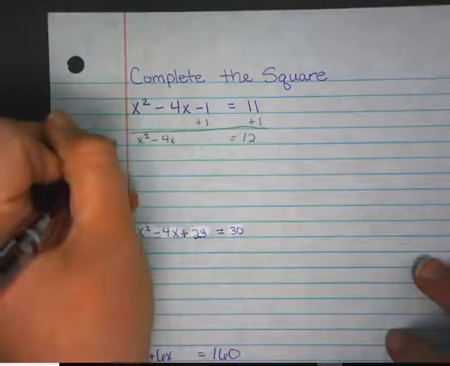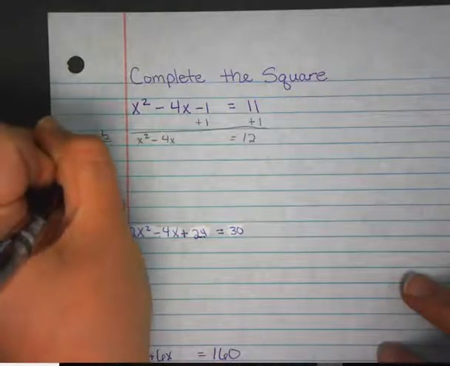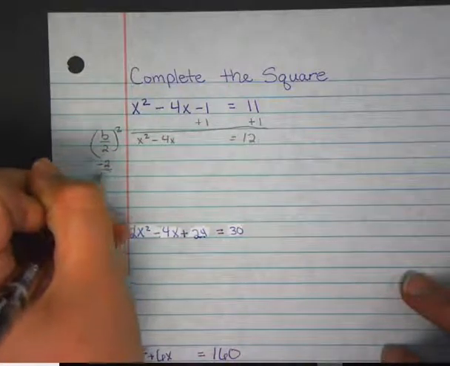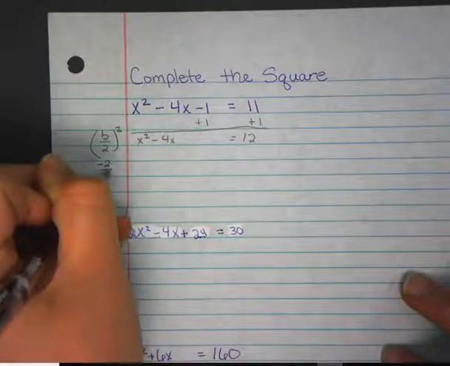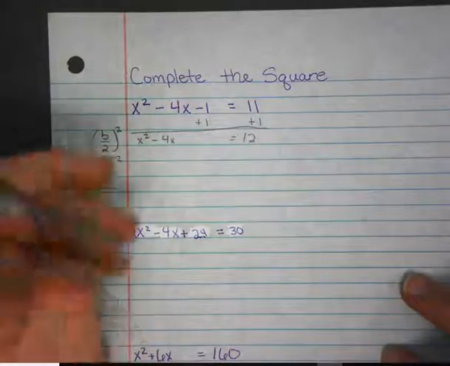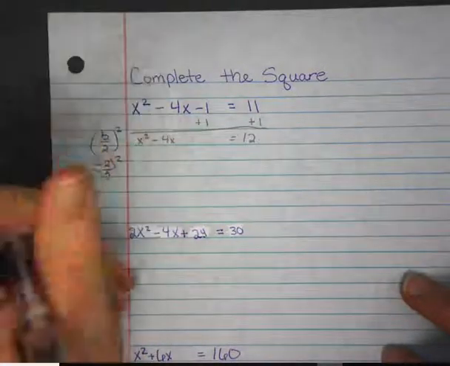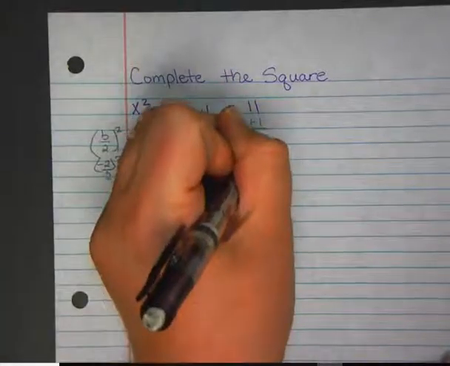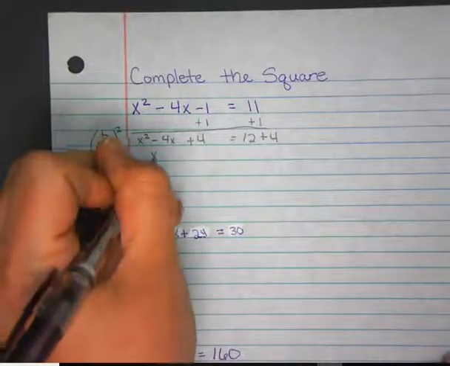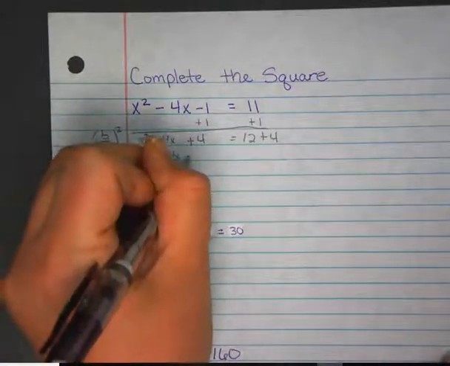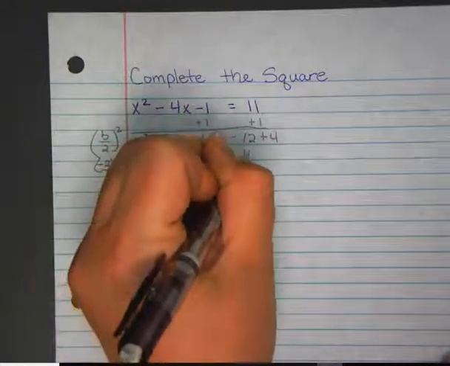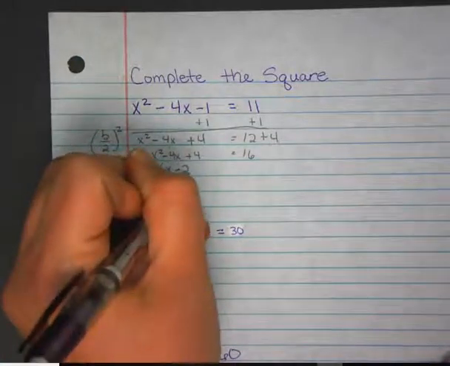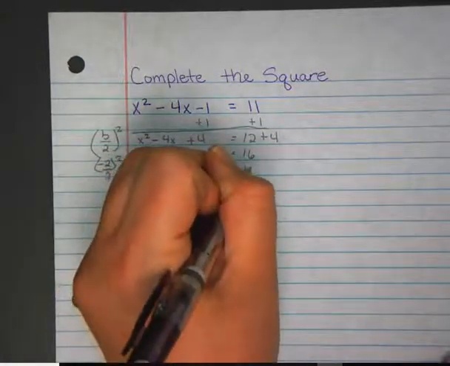I'm going to add half of b. So my b over 2 squared, half of b is going to give me -2, -2 squared. So -2 squared is 4, so I'm going to add 4 to both sides, and it's going to give me x squared minus 4x plus 4 is equal to 16. Rewrite that as a series of factors. x minus 2 squared equals 16.